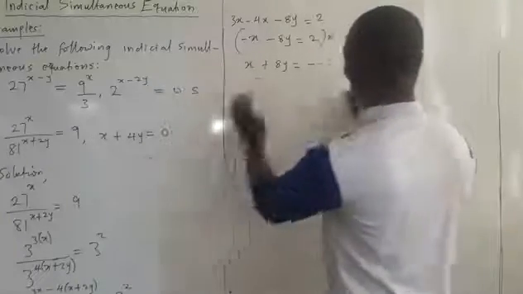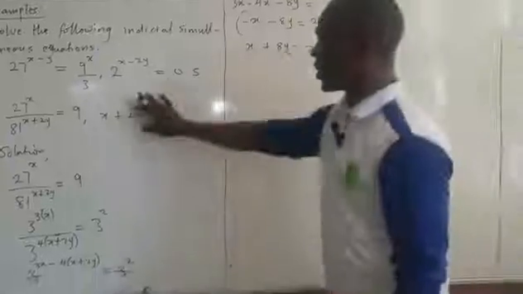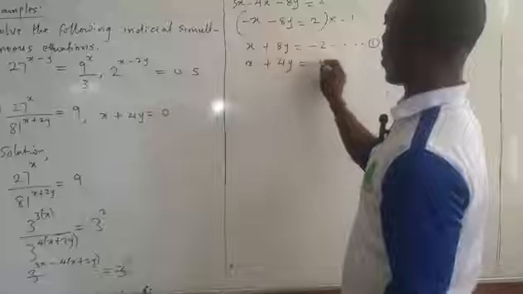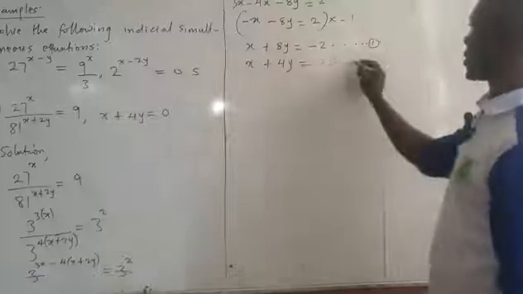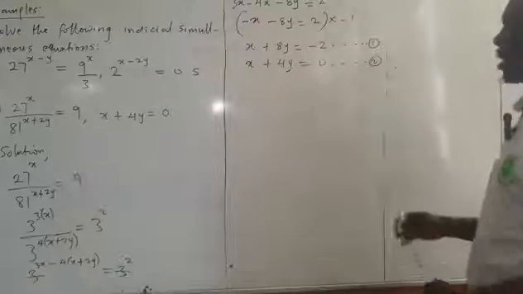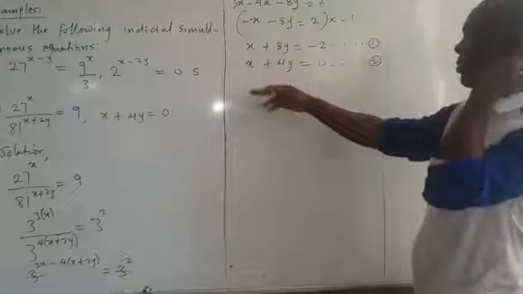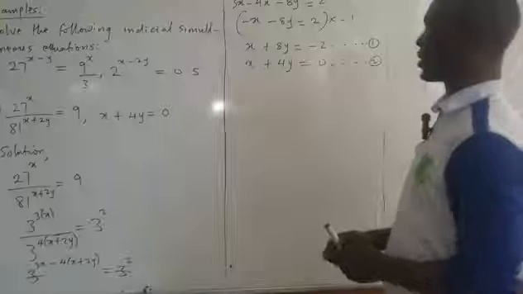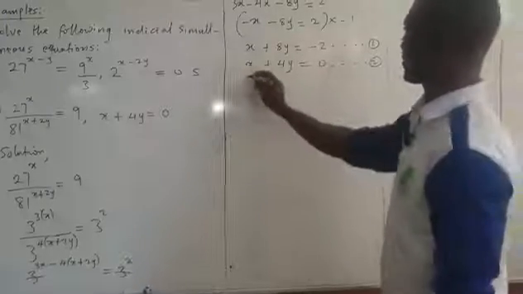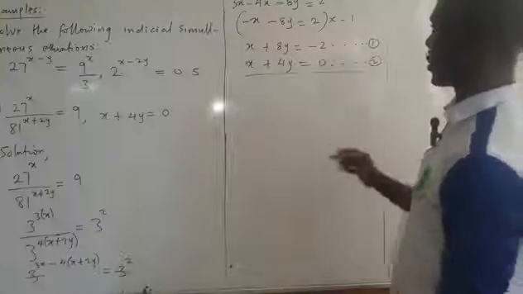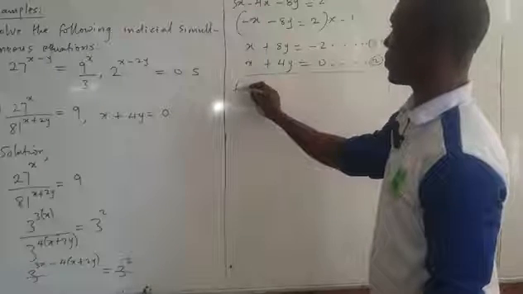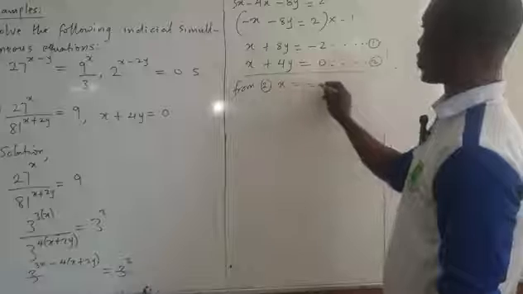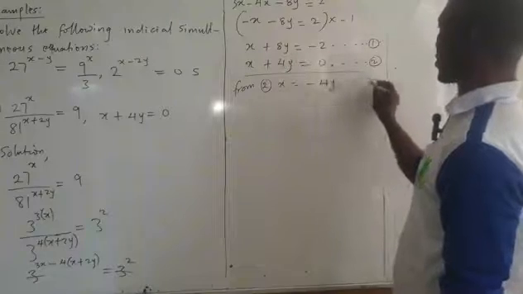Then equation 2, so this is our linear equation. Then equation 2 is x plus 4y equals 0. So this is equation 2. We can now solve this using either elimination method or substitution method of solving simultaneous equation. So let me make use of substitution method. So from equation 2, x equals to minus 4y. So we call this equation 3.